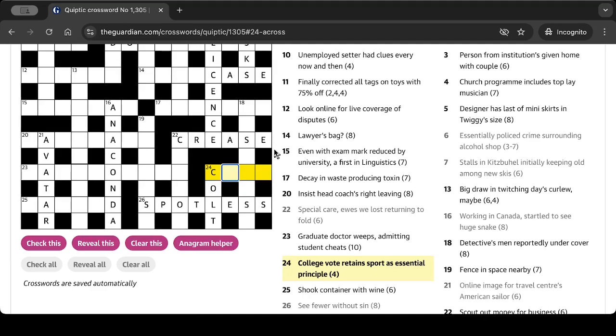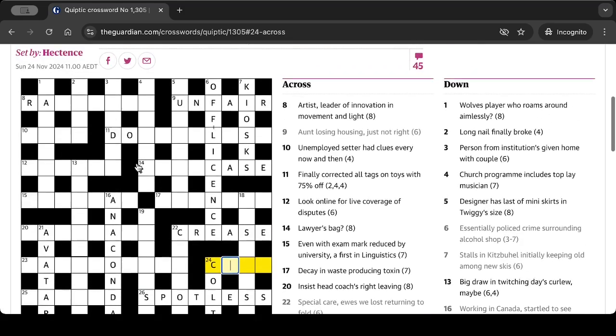This feels like it should be like an essential principle could be a core. But how would that work for college vote retains sport as essential principle? Not sure. 18 down only had 2 S's in it, which isn't particularly helpful, and 22 down I wasn't feeling super confident on. So the bottom left corner has some A's, which are not very discriminating.